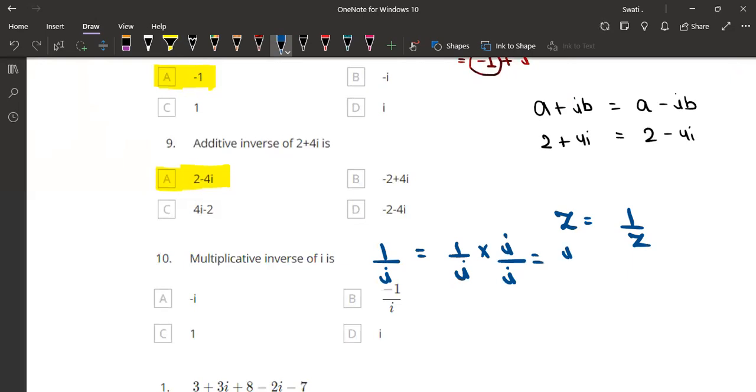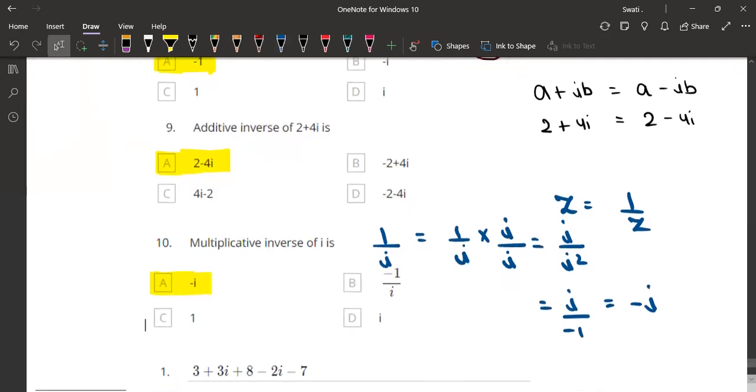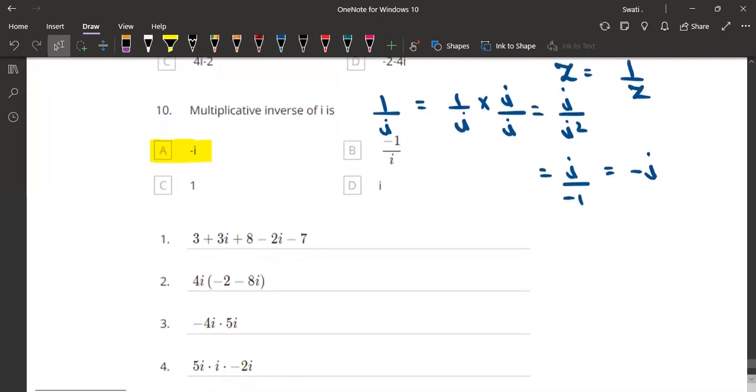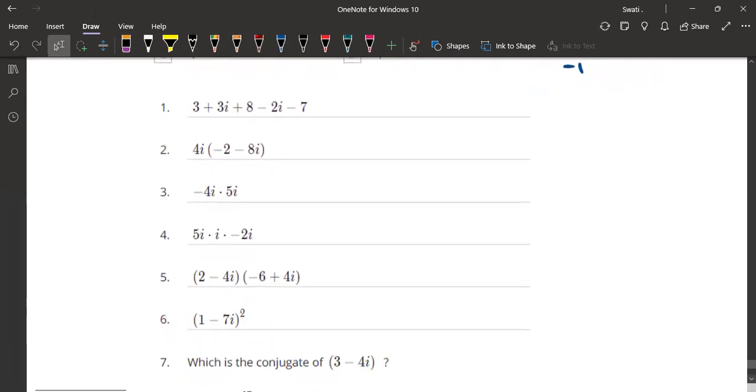1 into i is i, i into i is i square. We know that i square is -1, so it is a negative sign and then i. So therefore, what is the answer? The answer is option A, negative i. Okay, let's move to the next question. These were the 10 multiple choice questions, and now we have the next. We need to simply simplify all these, okay?